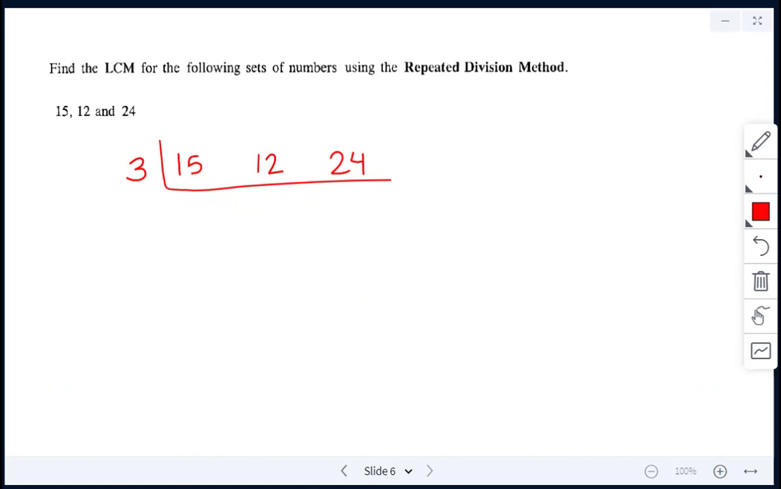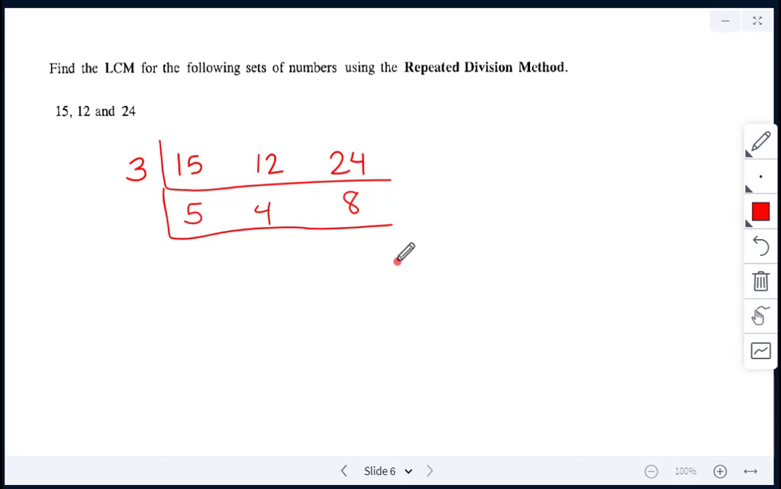All right, so we're looking at 15, 12, and 24, and we want to find the lowest common multiple, and we're going to use the repeated division method. So 15, 12, and 24, they're all divisible by 3. So 15 divided by 3, that gives me 5. 12 divided by 3, that gives me 4. 24 divided by 3, that gives me 8.